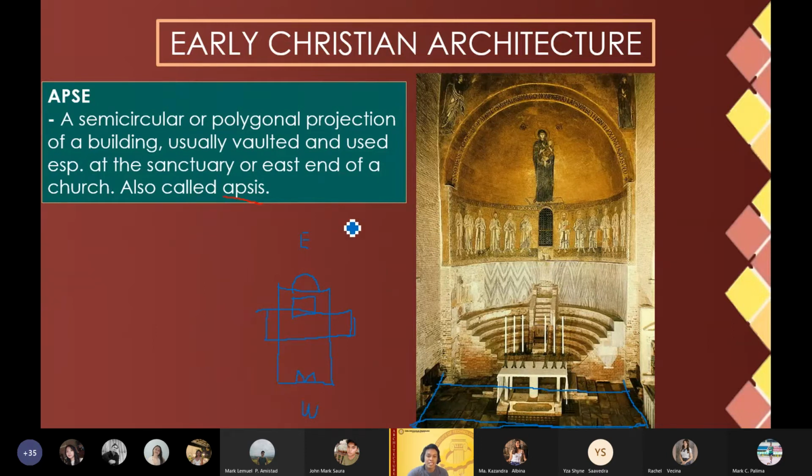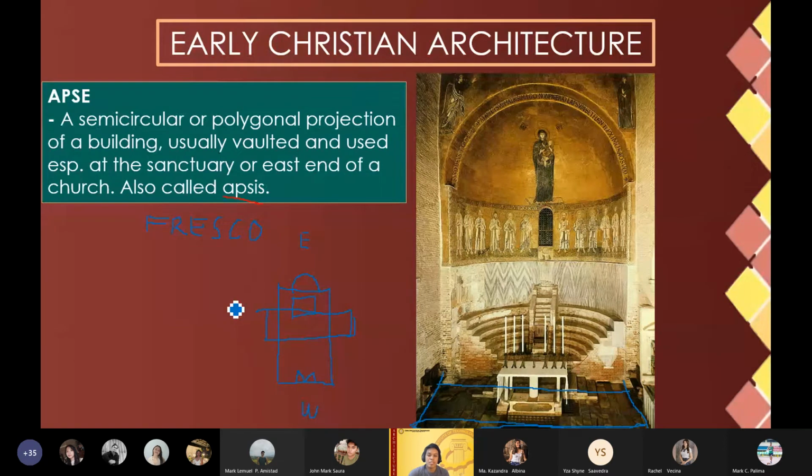What is in the apse, sir? The relics go there. Before, during the early Christian period, I think they were not allowed to have statues, or making statues was not yet popular at that time. So what they did was they painted here. And the term for that paint is fresco. I'll write it here. I'm just using a mouse. Fresco. That's the spelling: fresco.